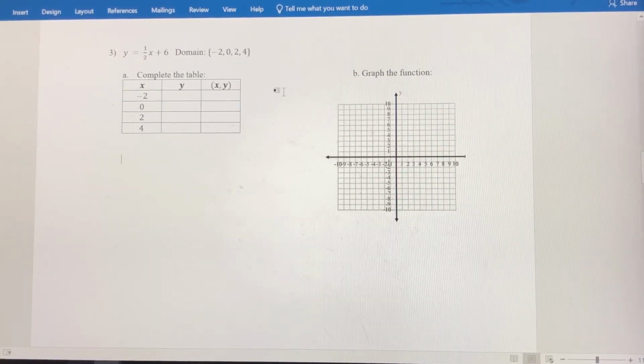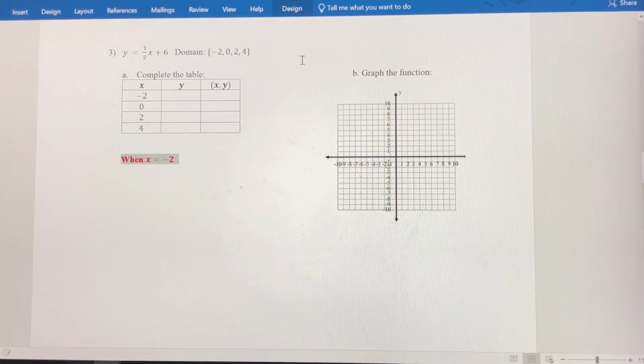The function is y equals 1/2 x plus 6, and the domain is -2, 0, 2, and 4. So we're going to plug those values in. Remember, the domain goes along with the x value, so -2, 0, 2, and 4. We're going to evaluate the function for those values.